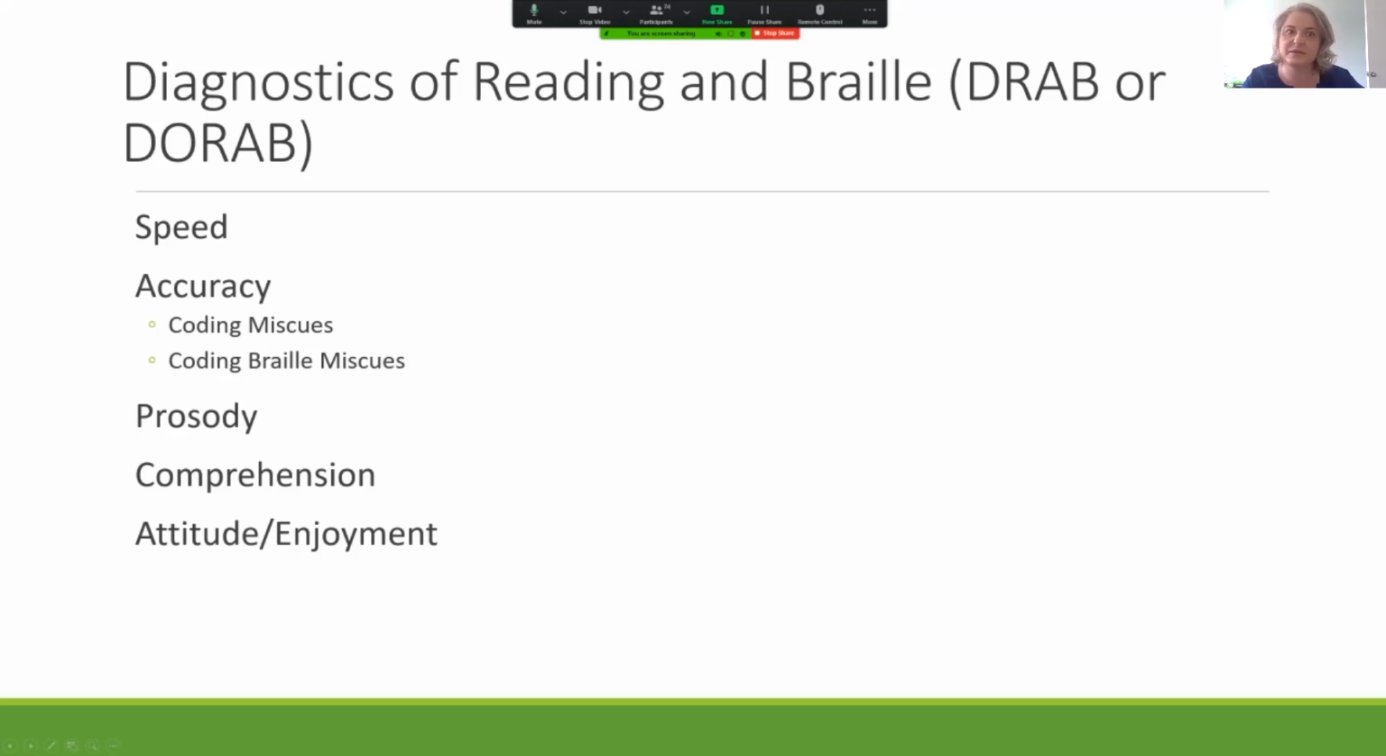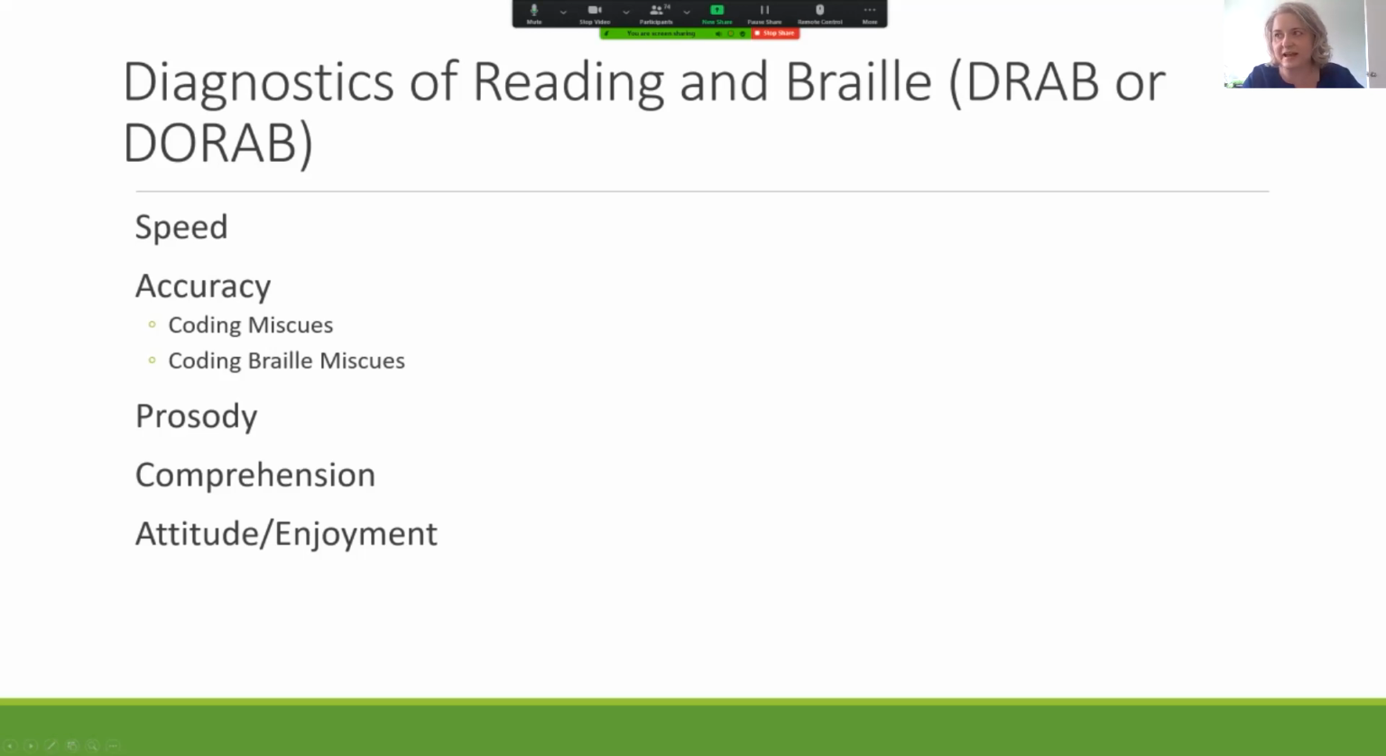And then I think the big thing that we can forget about, but it's very important not to forget about, is attitude and enjoyment when it comes to this for our students. Because the big thing is if our students aren't reading, they're never going to become stronger Braille readers.